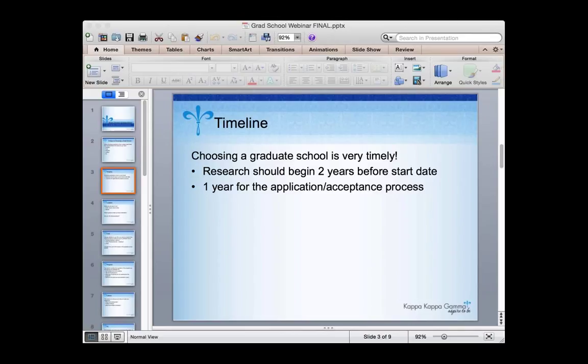Or is this a school where I have the requirements far and above, and I don't necessarily think this would be a challenging program for me to get into? So that's going to be really important.